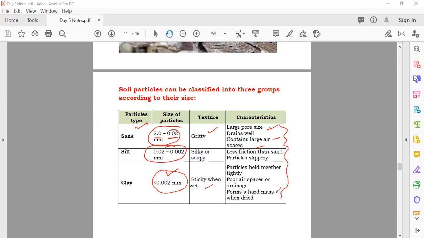This is the same as what we have discussed now, soil types. Now it is less than 1 minute, so when I join the meeting again, I can explain this one again. Here, sometimes they make a comparison. In sand, they have a large pore size, meaning more space, the holes between the particles, so water moves through very quickly, and it contains large air spaces. Silt is silky, with less friction compared to sand. So these are the three types of soil particles according to their size only.